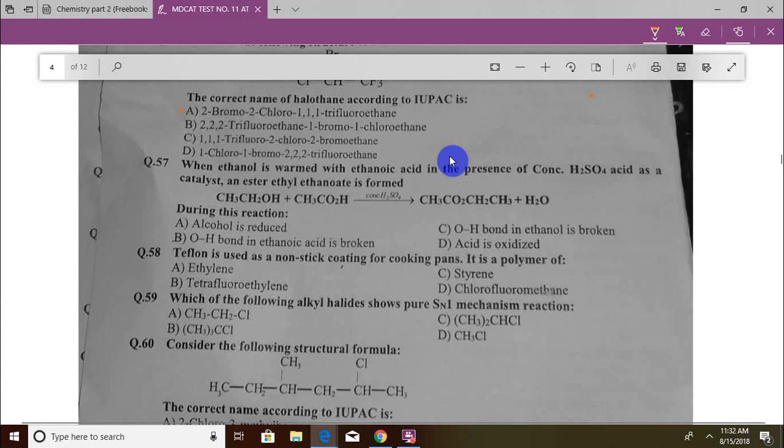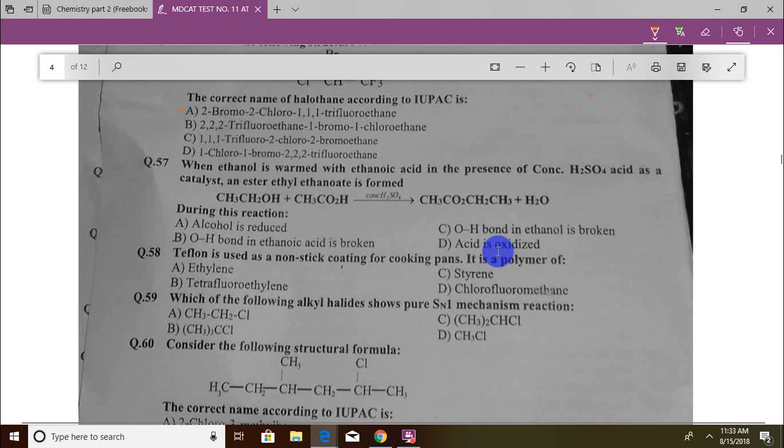When ethanol is reacted with ethanoic acid in the presence of concentrated H2SO4, which acts as a catalyst, an ester, ethyl ethanoate, is formed. So what happens during this reaction? This is simple esterification. Is the alcohol reduced? Is the OH bond in ethanoic acid broken? Is the OH bond in ethanol broken?